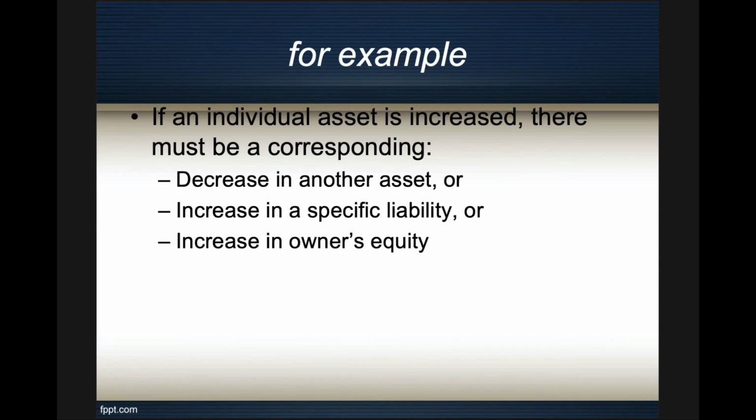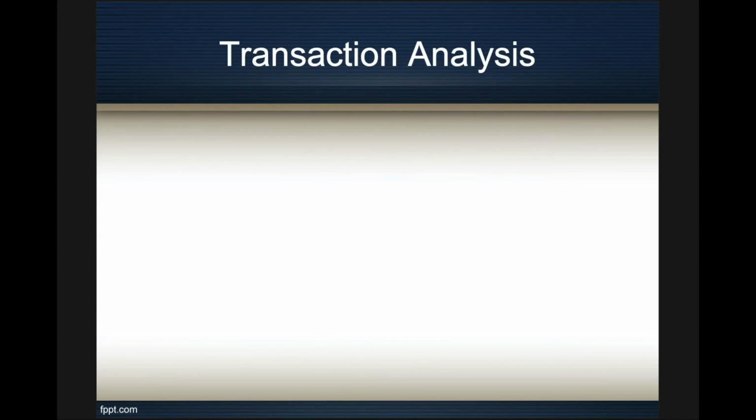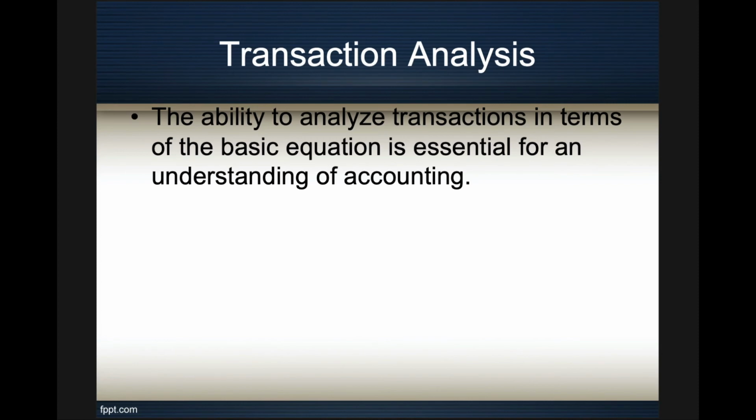Like you pulled cash out from your business, so your cash decreased. Remember, cash is an asset. Or it could also be that a specific liability is being increased. Like you purchased supplies, but you did not pay for them, so therefore you have accounts payable. And remember, a liability account is your accounts payable. Or it could also be that there is an increase in your owner's equity. So this whole thing sums up the transaction analysis, wherein we have to analyze carefully every transaction, and the ability to analyze transactions in terms of the basic accounting equation is very essential for an understanding of accounting.